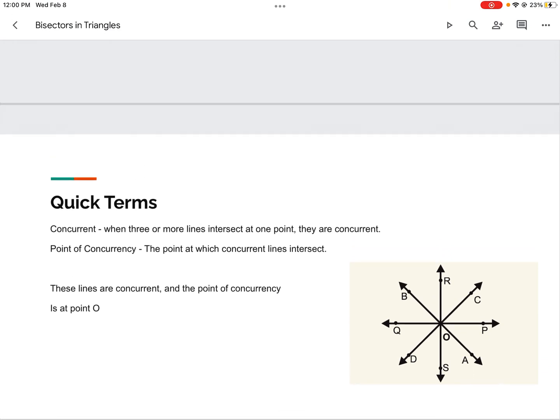The first term is concurrent, and concurrent means when three or more lines intersect at one point, they're concurrent. If you look at the image on the bottom right, we have lines RS, CD, PQ, and AB. All those lines meet at point O, and that point where all the lines intersect is called our point of concurrency. So I say again, these lines are all concurrent, and the point of concurrency is at O. This is going to be useful and necessary information when we start talking about our different bisectors inside of triangles.